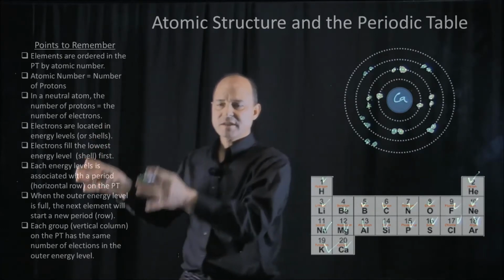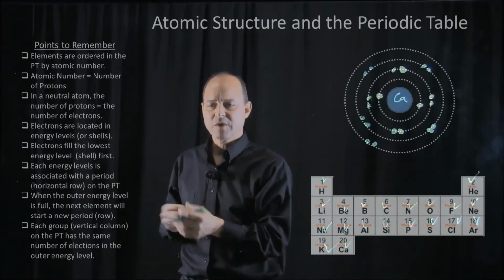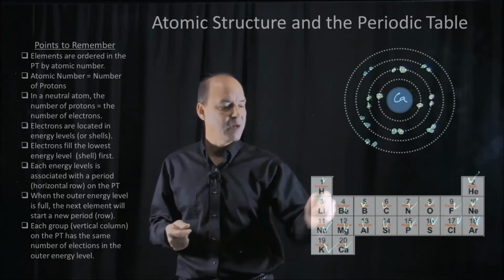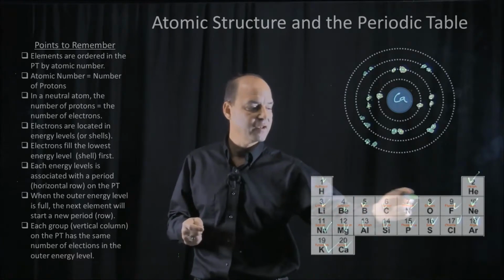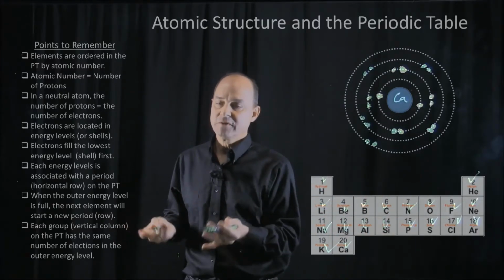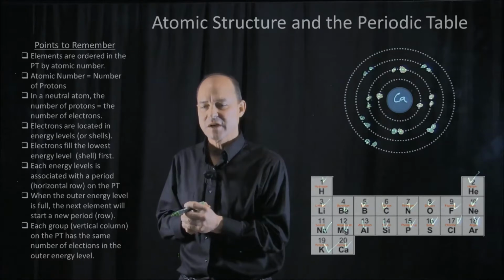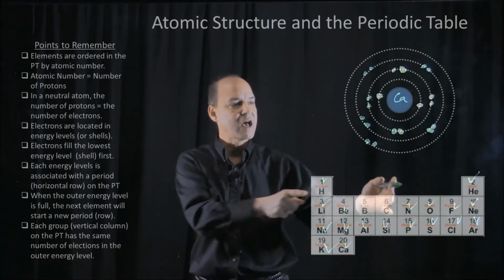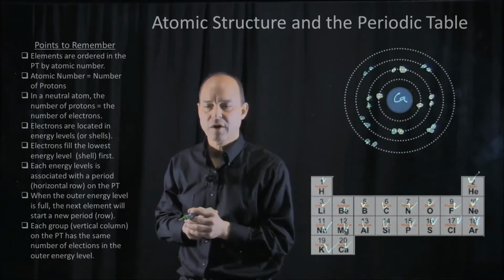All right, let's see where we're at with our list of things that we needed to accomplish today. Electrons are ordered in the periodic table by atomic number. 1, 2, 3, 4, 5, 6, 7, 8, 9, 10, 11, 12, 13, 14, and so on. The atomic number is the number of protons. You know that from previous lectures. In a neutral atom, the number of protons equals the number of electrons. That's how we knew how many electrons to draw.